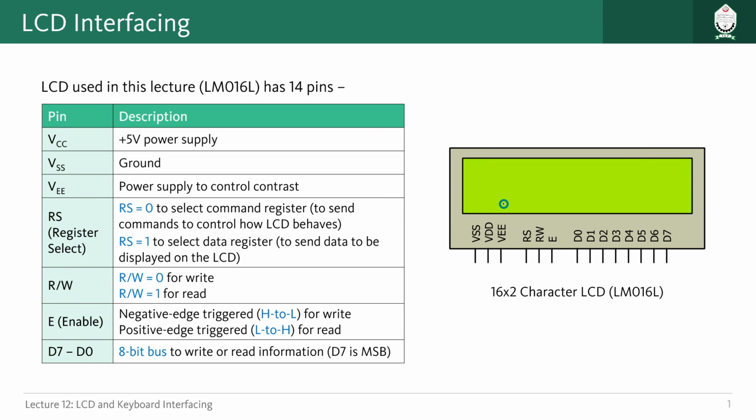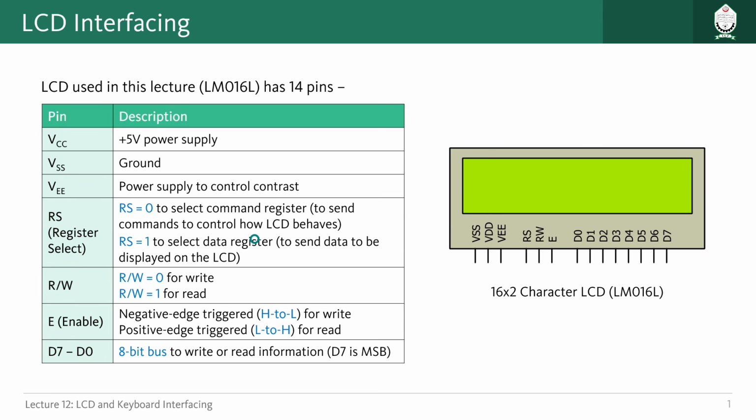Whenever we use this device, there are different kinds of behavior which we can control, like the cursor type, then what kind of font it will show. To control those, we have to send some commands, and those are stored in the command register inside of our LCD. And another one is the data register.